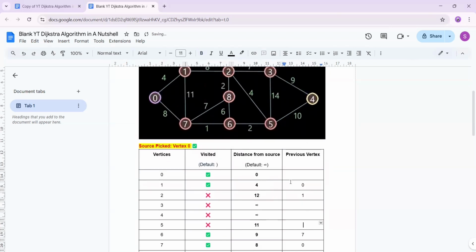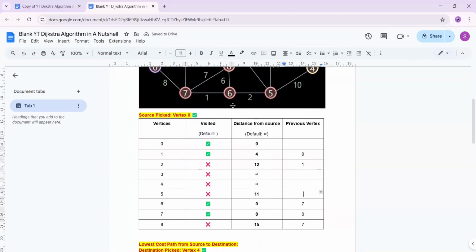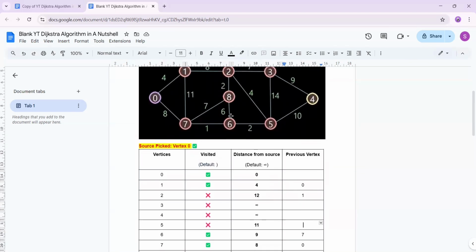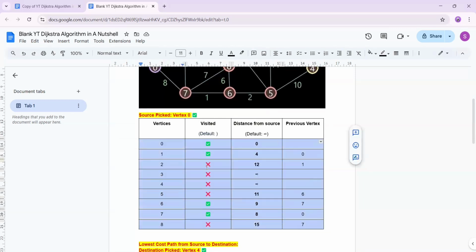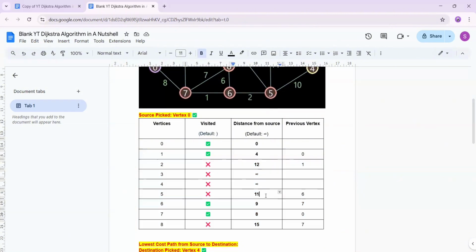And then my previous vertex is 6, because I'm from here, right? Remember, I'm from here. Okay, now let's check again. From the whole table, for the unvisited ones, which has the smallest distance from source? See, I have 12, 11, and 15. So naturally, we will select 15. Sorry, naturally, we will select 11.